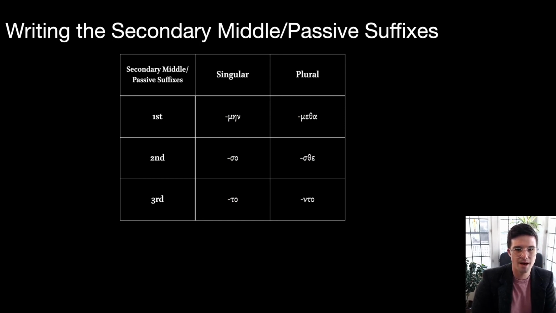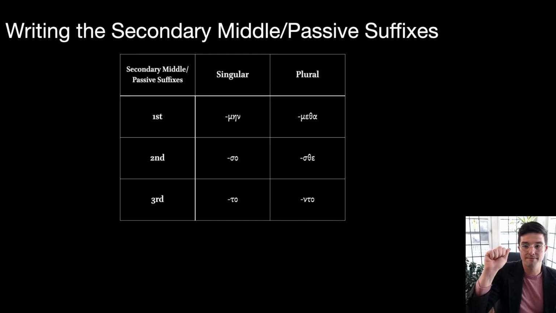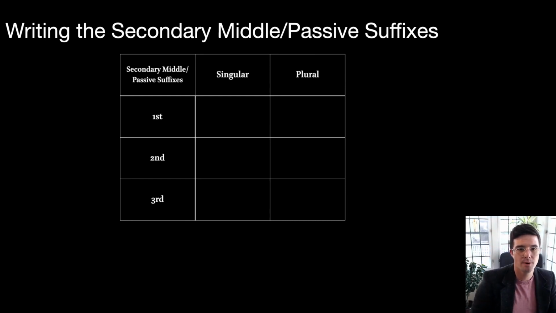And go ahead and write main, sa, ta, metha, stay, nta. It's going away now. And here is the self-correction. If yours looks like this, let's go for the high five. 1, 2, 3, boom. And last time writing.